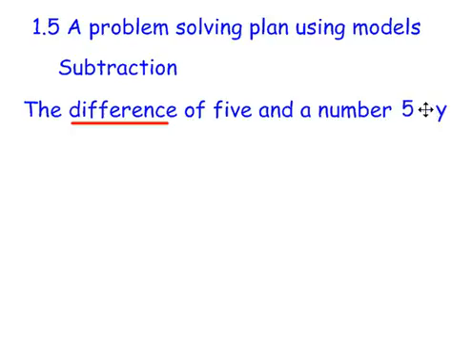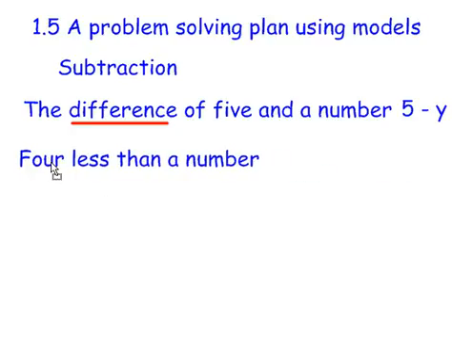Now, unlike the addition, order does matter. So if you have y minus 5, that is incorrect. The difference of 5 and a number. Let's look at another one. 4 less than a number. And remember, what gives away the operation is less. And so 4 less than a number would be n minus 4.